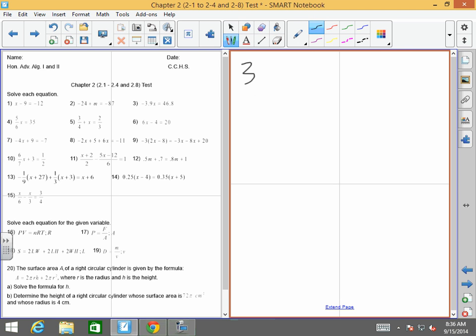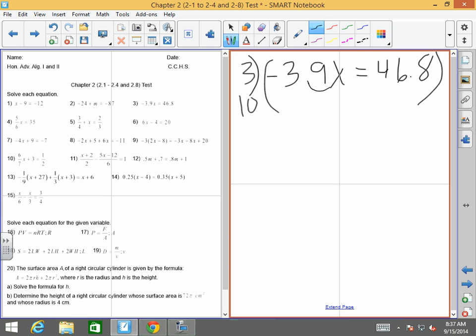Number 3. We've got negative 3.9x equals 46.8. I don't like to work with decimals, so I taught you guys how to get rid of decimals. I only have one decimal place to get rid of, so I'm going to multiply everything here by 10. When I do that, I'm moving the decimal 1 to the right. So I've got negative 39x equals 468, because you have to multiply the 10 to everything. Then x equals 468 divided by negative 39.